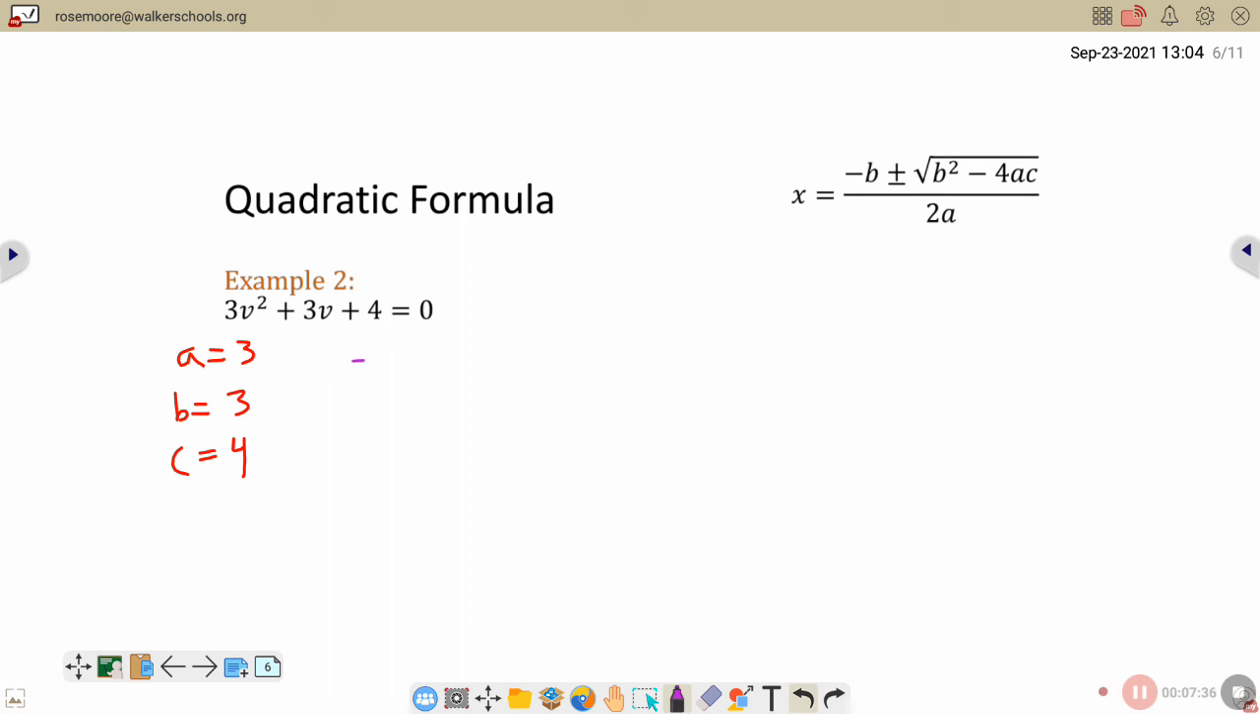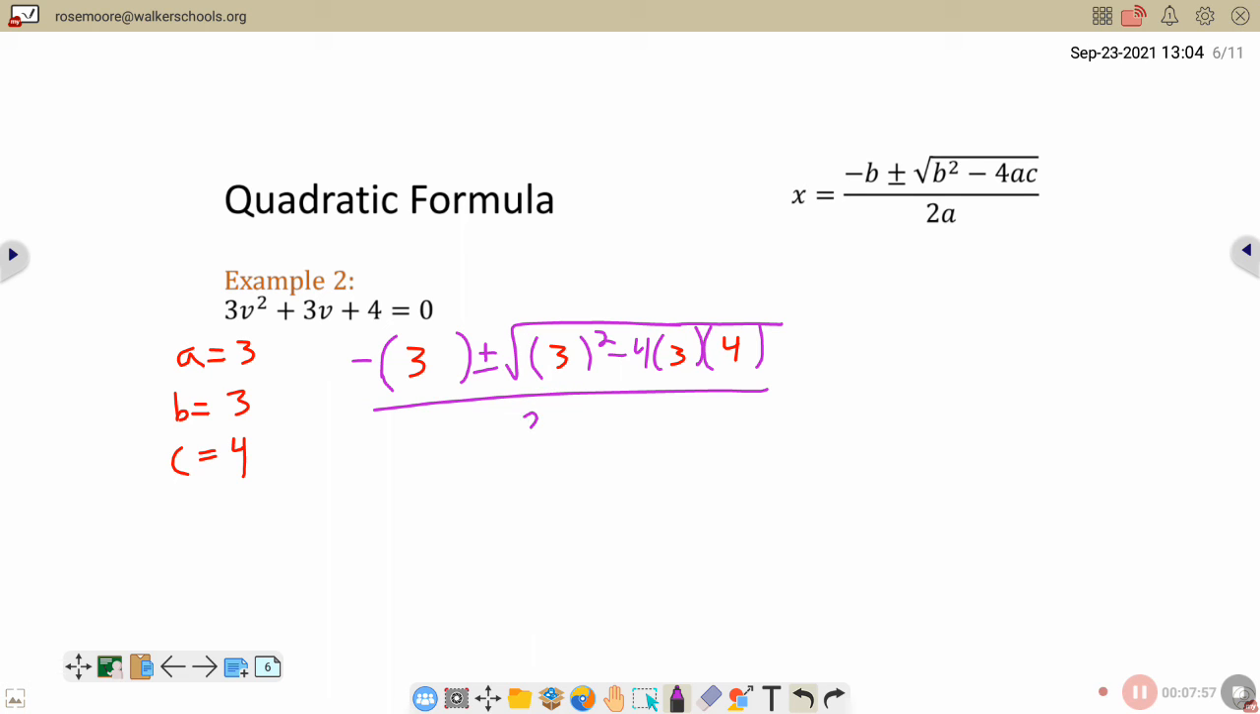So when I do opposite of b this time, I'll be taking the opposite of a positive 3 plus or minus square root b squared, which is 3 squared, minus 4ac. So my a is 3 and my c is 4, all over 2a, and a is 3 again. Check for a moment that you see where every number came from.